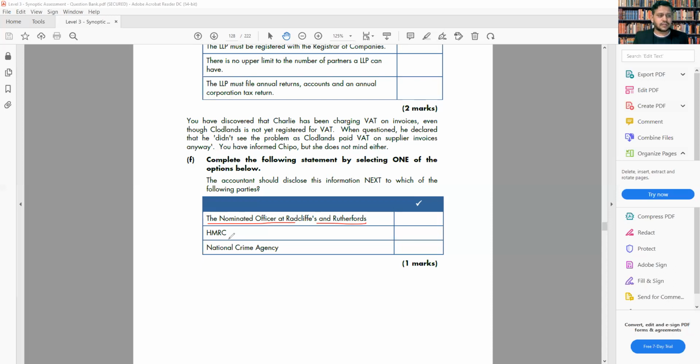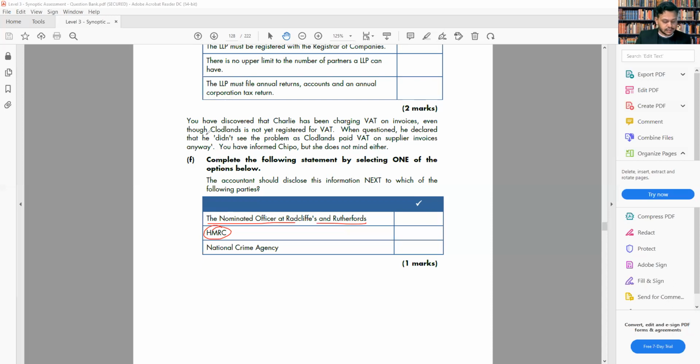And you never inform HMRC anyway. Only report to the MLRO or to the NCA. You report to the NCA when you don't have an MLRO. If there was not, then it would be the NCA. Yeah, that's correct, Sitan. If there is no MLRO or nominated officer in the company, then you choose the NCA. That's correct.